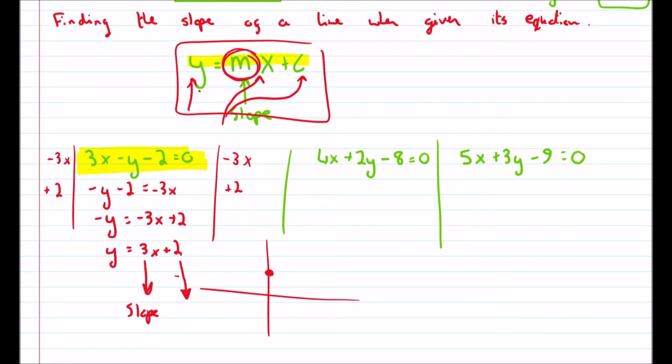So there's the point where it crosses the line, which is (0, 2), because of that y-intercept. And here I'll draw the line. So the slope is 3, so that means it's going to run 1 and rise 3. 1, 2, 3. So roughly that's what the line is going to look like. Right, nice easy one to start with.